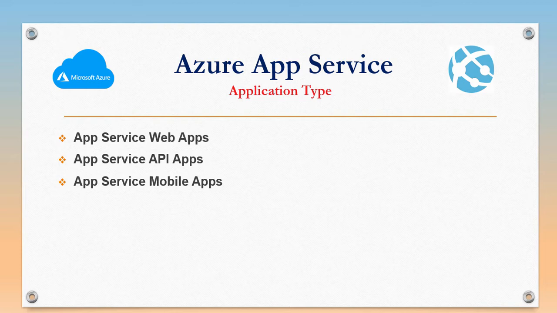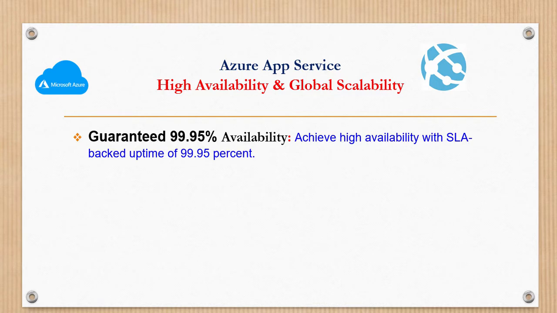Using Azure App Service, we can deploy this type of application. App Service Web App, that is web application. App Service API apps, that means web API or REST API. App Service Mobile Apps, that is mobile application. Azure App Service provides us high availability and global scalability of our deployed application in the Azure. It provides us the guaranteed 99.95% availability, and this is as per the SLA.